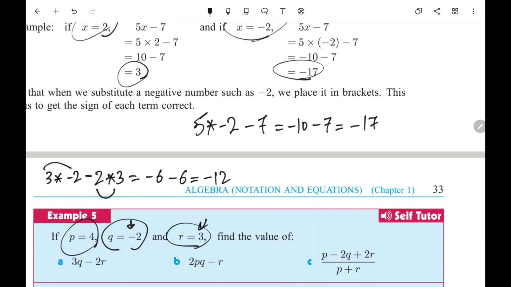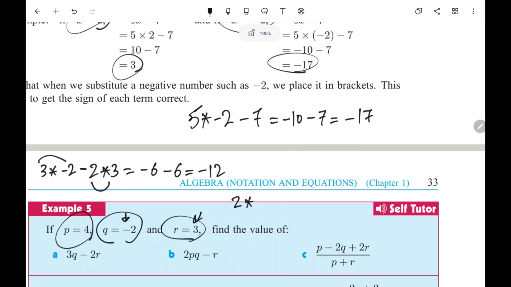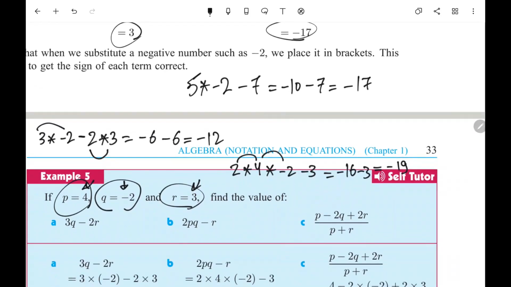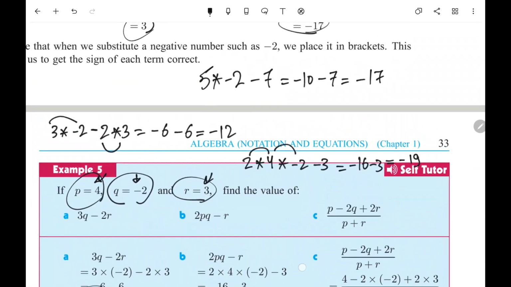Moving to the next one, B. We have 2 times p, where p equals 4, times q, where q equals negative 2, minus r, where r equals 3. 2 times 4 equals 8. 8 times negative 2 equals negative 16, minus 3. So the answer is negative 19. Here we have negative 12, true, and negative 19, true. Let's move to the next one.